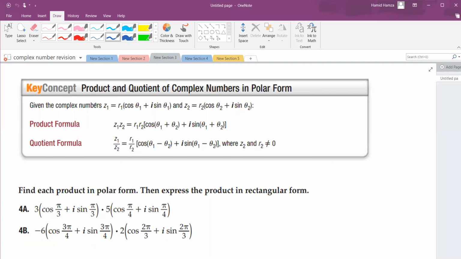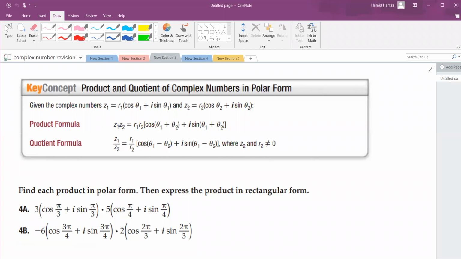Now we'll take how to multiply complex numbers written in polar form. So if we have z1 equals r1 cosine theta 1 plus i sine theta 1 and z2 equals r2 cosine theta 2 plus i sine theta 2.